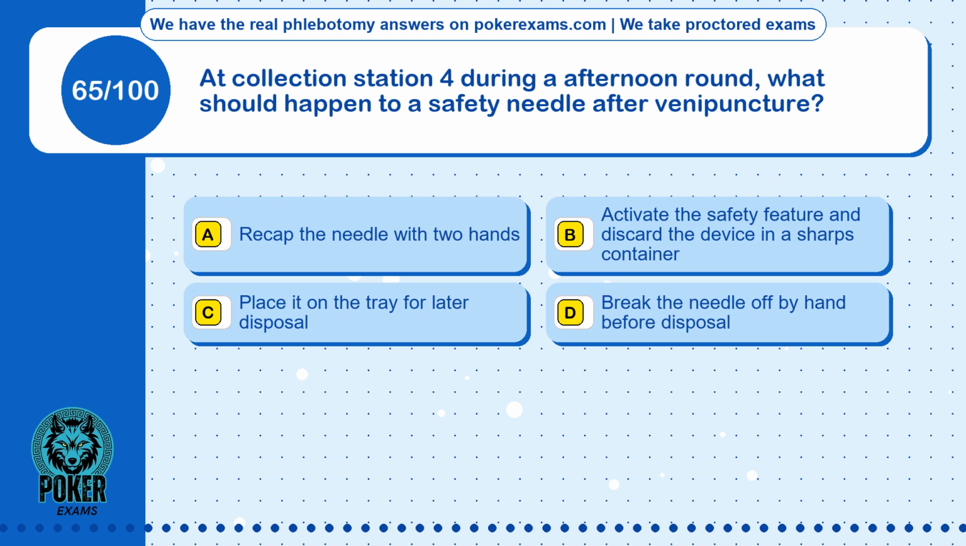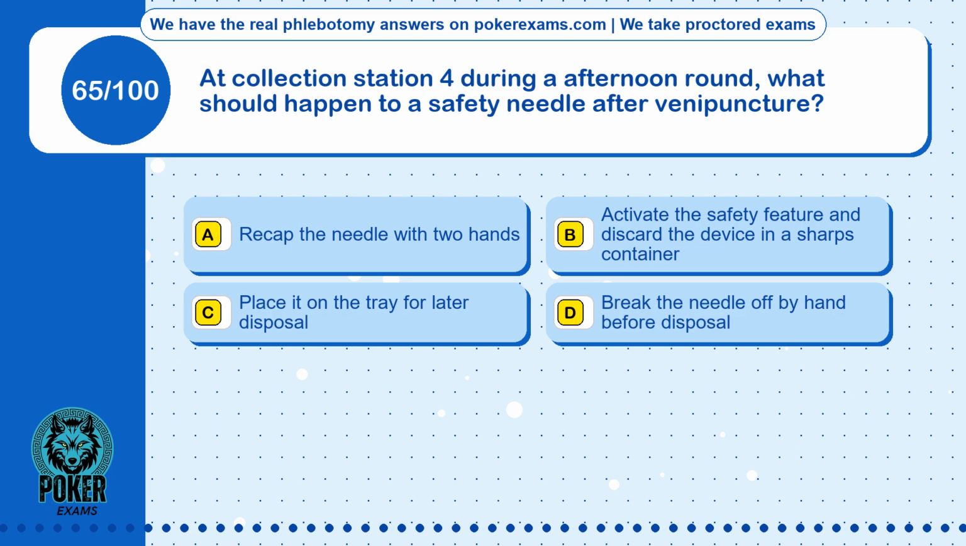Question 65. At collection station 4 during an afternoon round, what should happen to a safety needle after venipuncture? Option A. Recap the needle with 2 hands. Option B. Activate the safety feature and discard the device in a sharps container. Option C. Place it on the tray for later disposal. Option D. Break the needle off by hand before disposal.